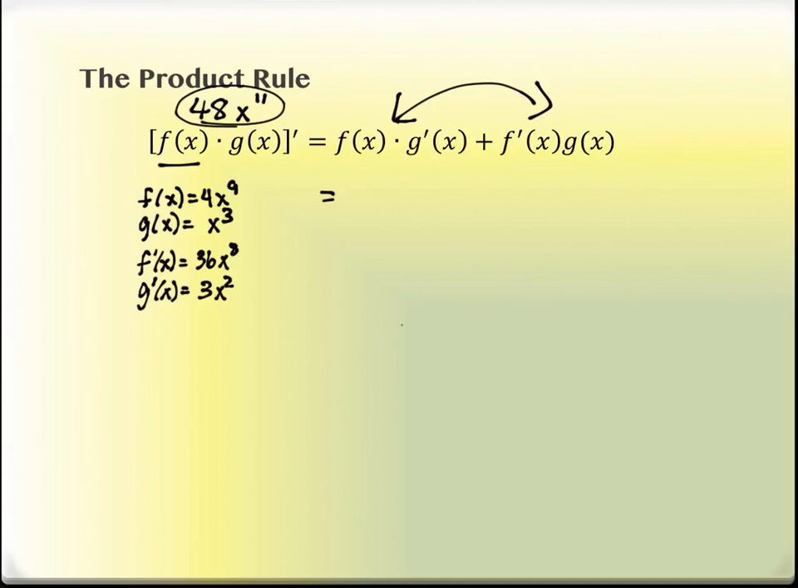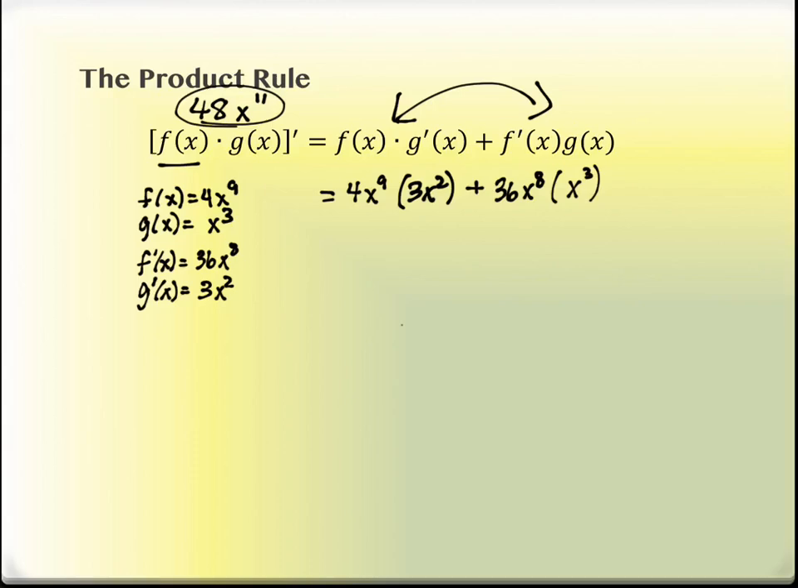All right, so if I take f of x, which is 4x to the 9th, and I multiply it by g prime, so g prime's down here at the bottom, that's the 3x squared. And then I take the derivative of f of x. That one was the 36x to the 8th. And I multiply it by g of x, which is x cubed. And we're going to do a little bit of algebra to simplify.